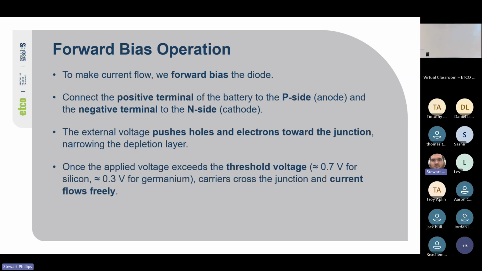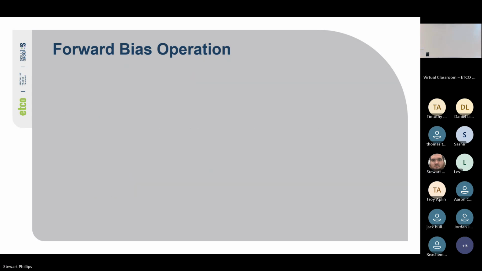Once the applied voltage exceeds the threshold voltage, 0.7 volts for silicon and 0.3 volts for germanium diodes, carriers cross the junction and current flows freely. Basically the holes are able to transfer over to the N-type and the electrons are able to flow through into the P-type, allowing for current flow, which then, if we have a light emitting diode, will give off light. Basically it allows current to flow freely.